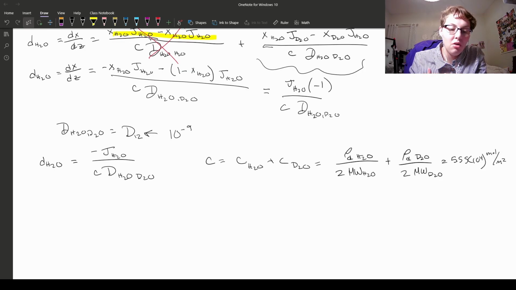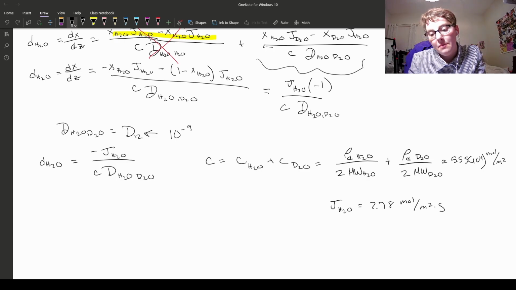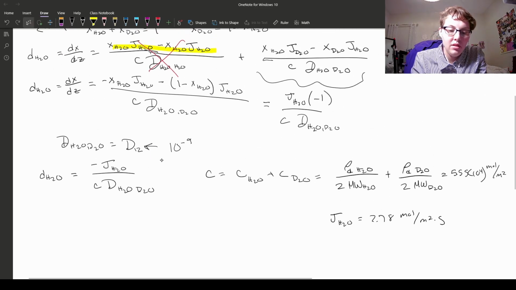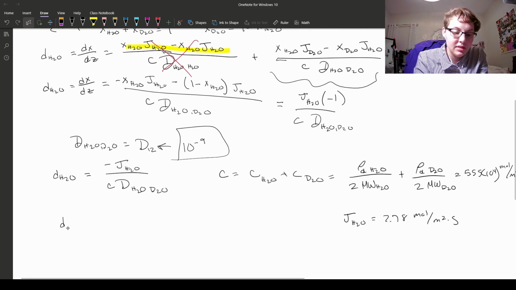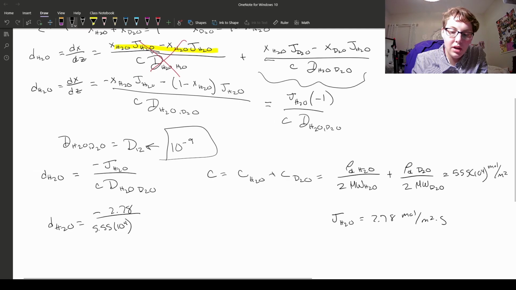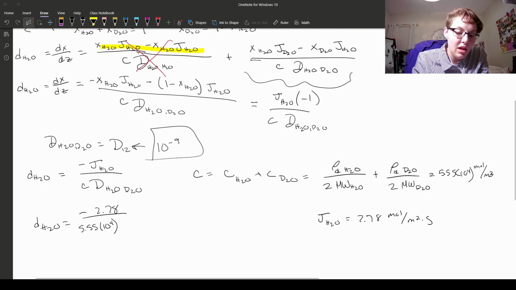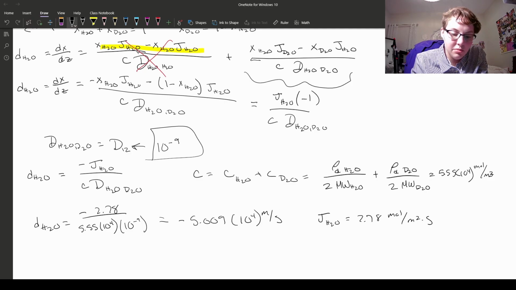Since we have that, we can go ahead and plug all the numbers into the equation. The molar diffusive flux of H2O is equal to 2.78 moles per meter squared seconds, and, as we mentioned before, fixed diffusivity is equal to 10 to the -9th for liquids, which is the situation that we have. So the driving force of H2O is equal to -2.78 moles per meter squared seconds divided by 5.55 times 10 to the 4th moles per meter cubed, excuse me, and times 10 to the -9th. This is equal to -5.009 times 10 to the 4th meters per second.